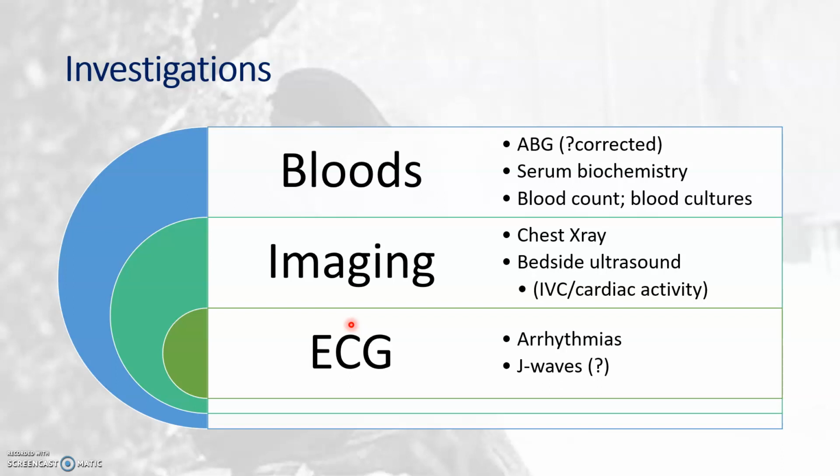Chest X-rays may be useful in identifying pulmonary edema, and bedside ultrasonography may help us detect any cardiac activity and look at the degree of filling of the IVC to help us estimate the need for IV fluid resuscitation. ECGs may show severe bradycardia, arrhythmias, and J waves, although J waves are no longer thought to be pathognomonic of hypothermia.